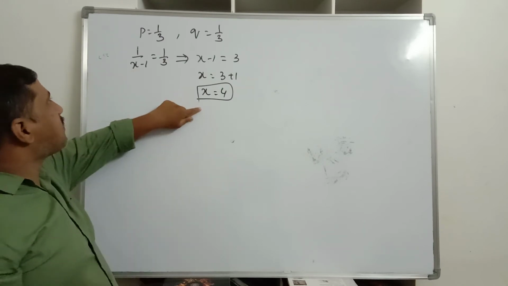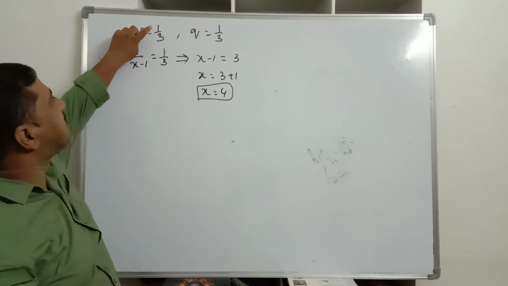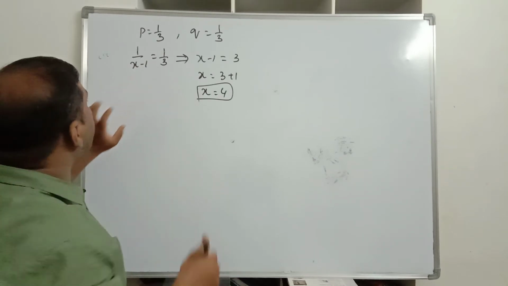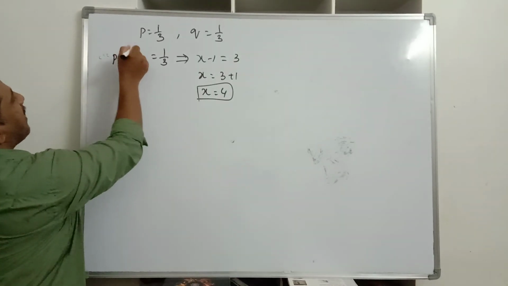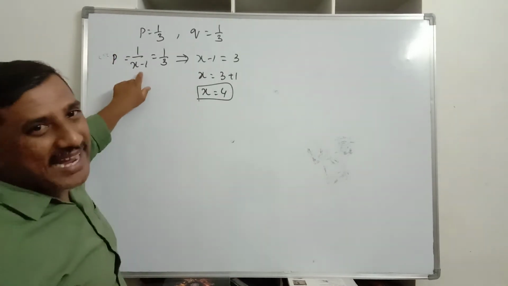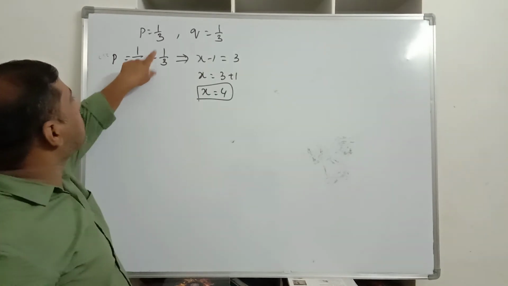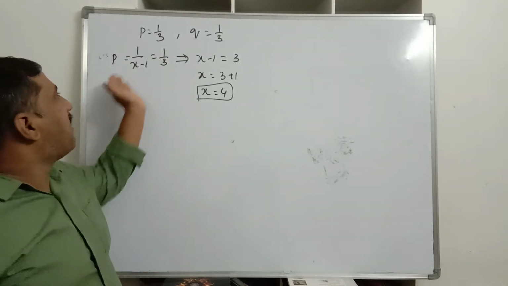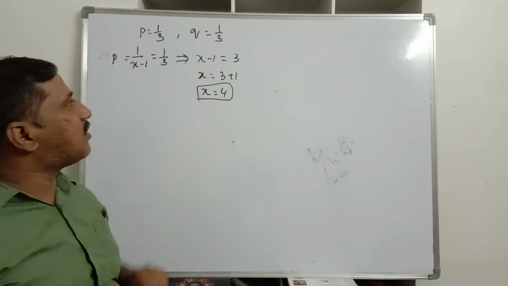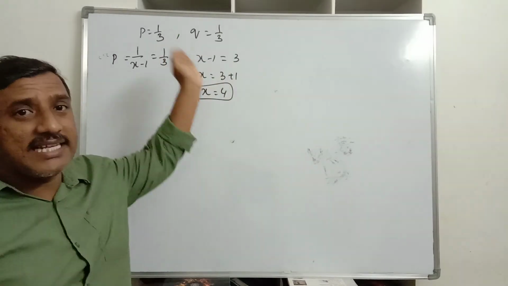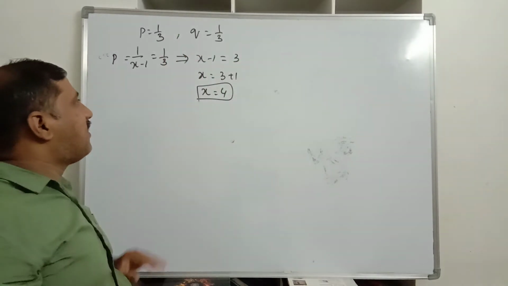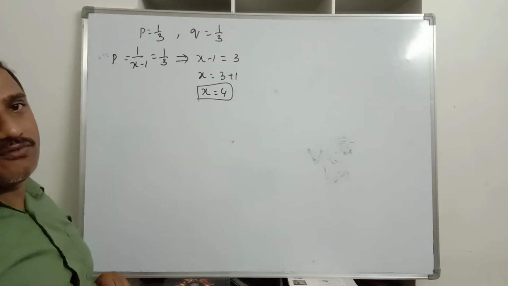How we got x is equals to 4? We found in the previous step p is equals to 1 by 3, and we have taken p is equals to 1 by x minus 1. That is 1 by x minus 1 is equals to 1 by 3. By cross multiplication, x minus 1 is equals to 3. And transpose minus 1 to the other side, it will become plus 1. That is 3 plus 1 is equals to 4.